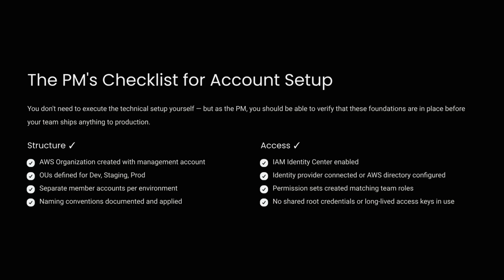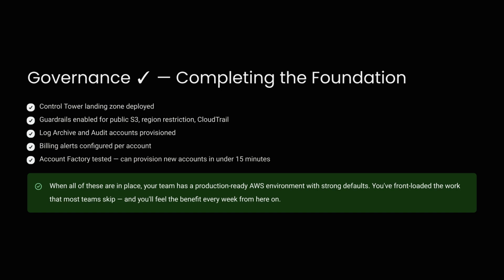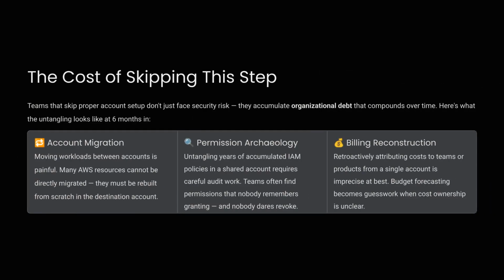As a product manager, verify the structure: organization created, OUs defined, separate accounts per environment, and naming conventions applied. Next, verify access: IAM Identity Center is enabled, identity provider is connected, permission sets are correct, and no shared root credentials or long-lived keys are in use. Finally, confirm governance: Control Tower deployed with guardrails, log archive and audit accounts provisioned, billing alerts configured, and Account Factory tested. When these foundations are in place, your team is production ready.